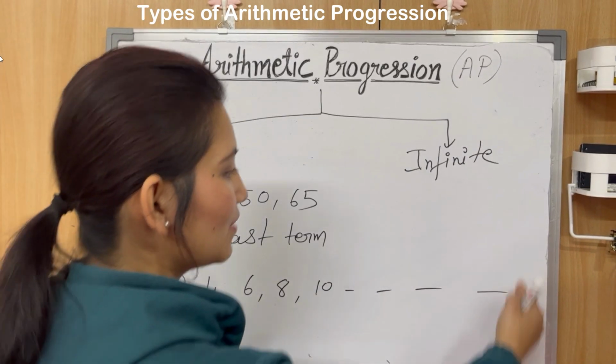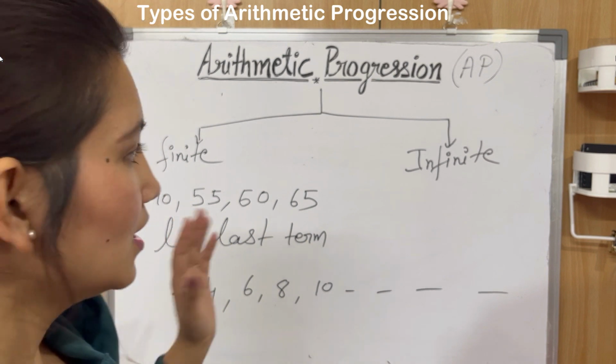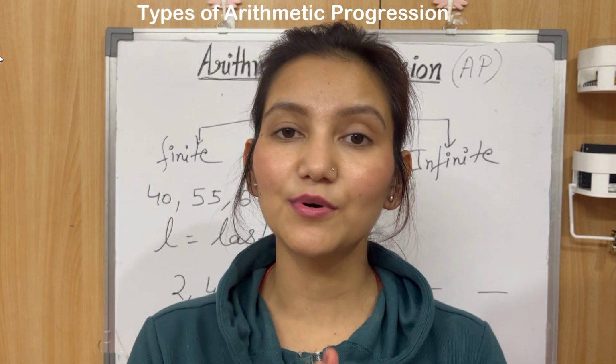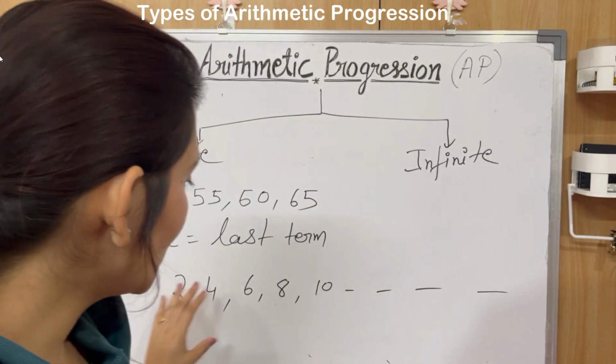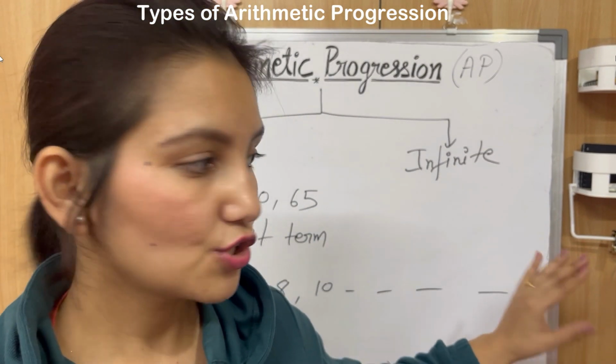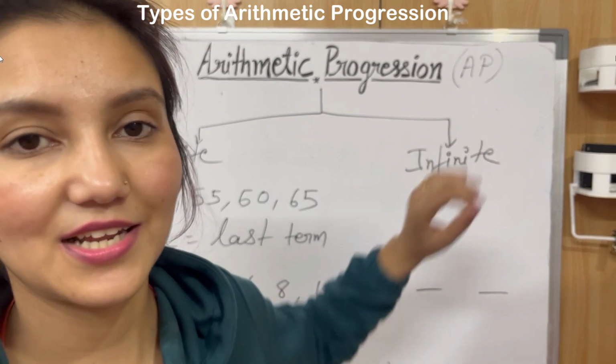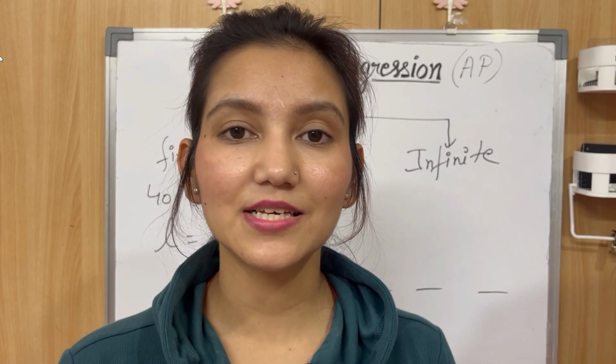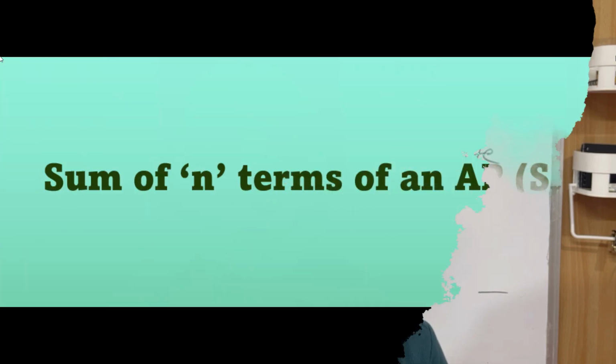For such an AP where the last term is not known, these APs are known as infinite AP, because you cannot count the number of terms. How many terms are there? You cannot count, right? So this type of AP is known as infinite AP. Okay, let's now move ahead to discuss the sum of n terms of an AP.